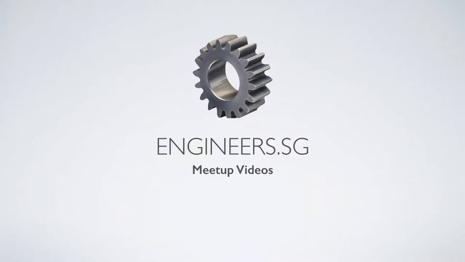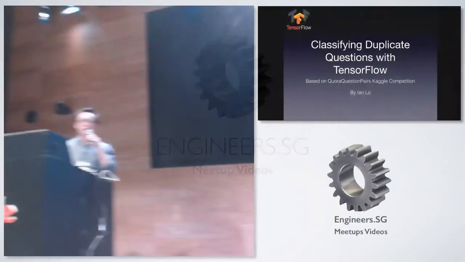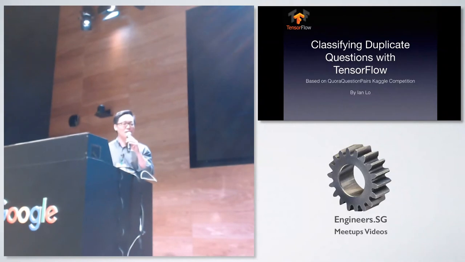I'm doing software by day, and by night I'm doing a bit of machine learning, which is my interest. And one of the things I just wanted to share a bit of my experience with is classifying duplicate questions with TensorFlow. I think for many of you who are already on Kaggle, I'm sure you have also attempted this particular Kaggle competition, Quora question pairs, right?